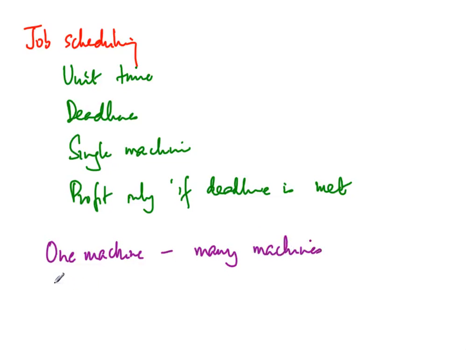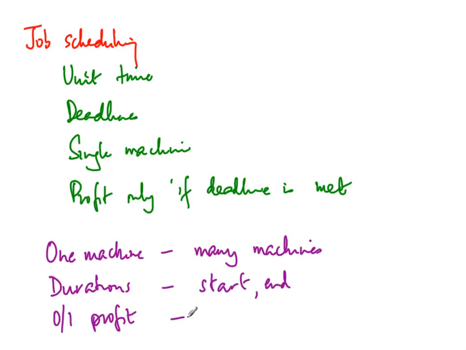Okay. We can have durations. So you can have start times and end times. So this was a variation that we saw right at the beginning, where we had many machines, but each job had an interval within which it must take place. The other thing is that we could have this kind of 0-1 profit, that is either you get the profit or you don't, or you could have a penalty for delays.